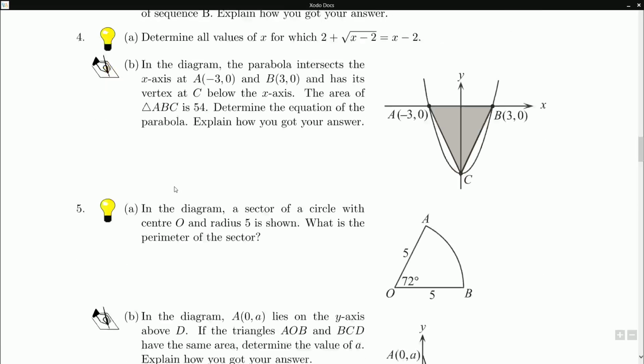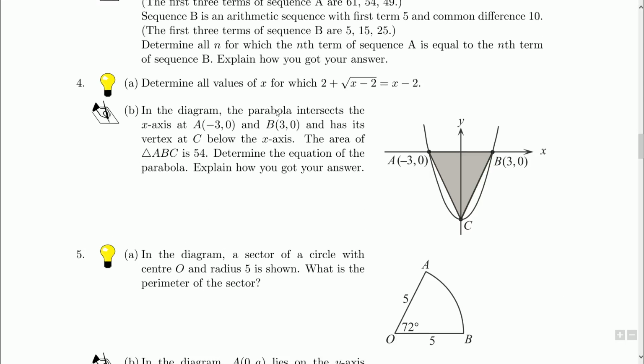How about 4B? What have we got here? In the diagram, the parabola intersects the x-axis at (-3, 0) and (3, 0), and it has vertex C right below the x-axis. Interestingly enough, the vertex is going to be right below the midpoint of A and B, so it's going to lie on the y-axis, just as shown. Although, since it's a written question, we'll probably have to remark that.